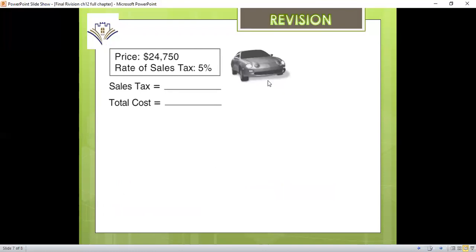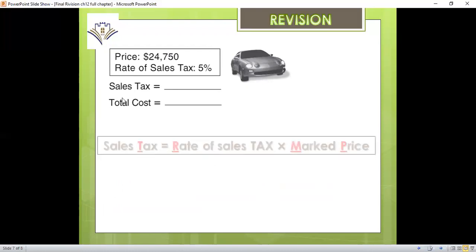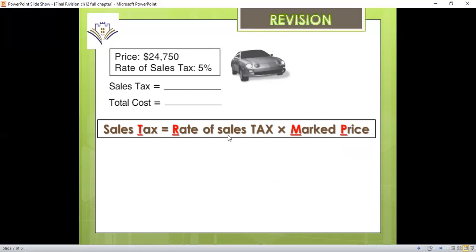The next, the price of this bicycle is $24,750, and the rate of sales tax is 5%. We need to calculate the sales tax and total cost. As we said before, sales tax equals rate of sales tax multiplied by market price. Where is the rate here? 5%, and the market price is equal to 24,750. Then sales tax equals 5% multiplied by 24,750. Now we need to convert 5% to 5 divided by 100, or 0.05. Then 0.05 multiplied by 24,750.